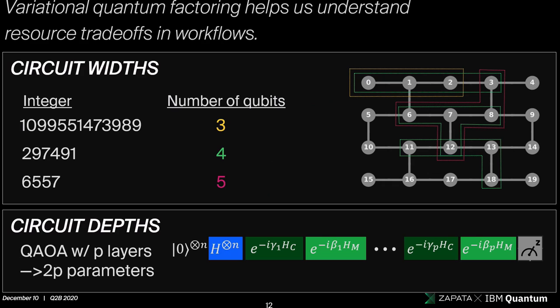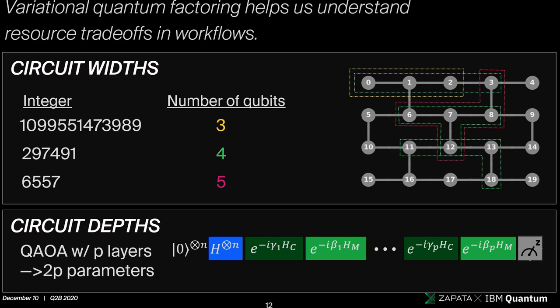Now, as Yudong said, we can use Orquestra in order to generate a wide variety of workflows. And within each of those workflows, we can vary different kinds of quantum computing resources that we might want to consume. The two main resources that we've investigated are circuit width, i.e. the number of qubits that are necessary, and circuit depth, i.e. the number of layers in the circuit. Let's start with the circuit widths.